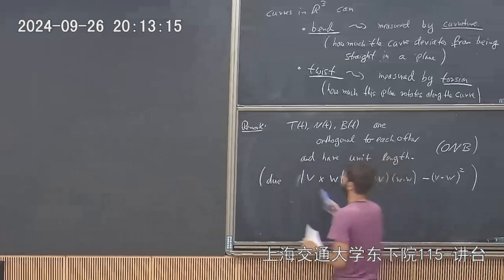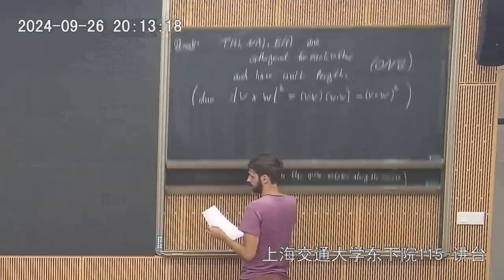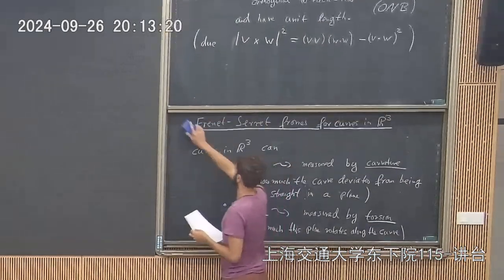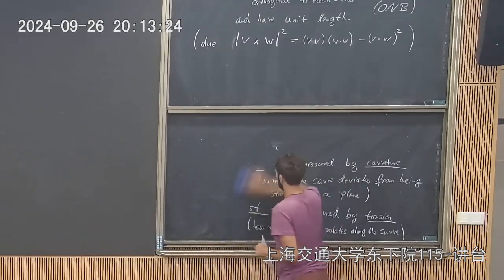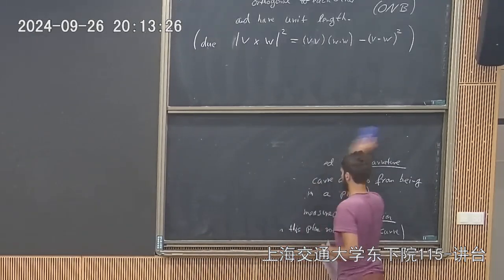And in a very similar way, we can just take the time derivative of the normal vector field.